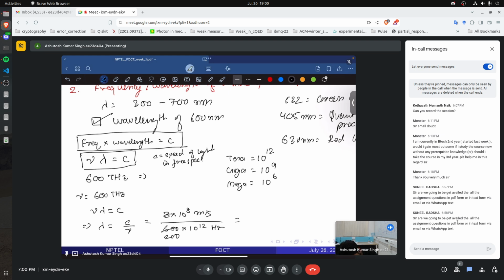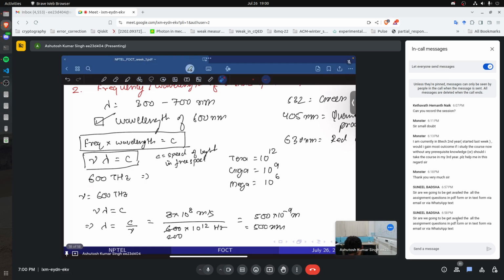This comes out to be 500 into 10 raised to the 9 meter, which is 500 nanometer. So this is well within our wavelength band of visible light that we had established earlier. This means that 600 terahertz also corresponds to a visible light frequency. Similarly, there are two more options that you can go ahead and check.